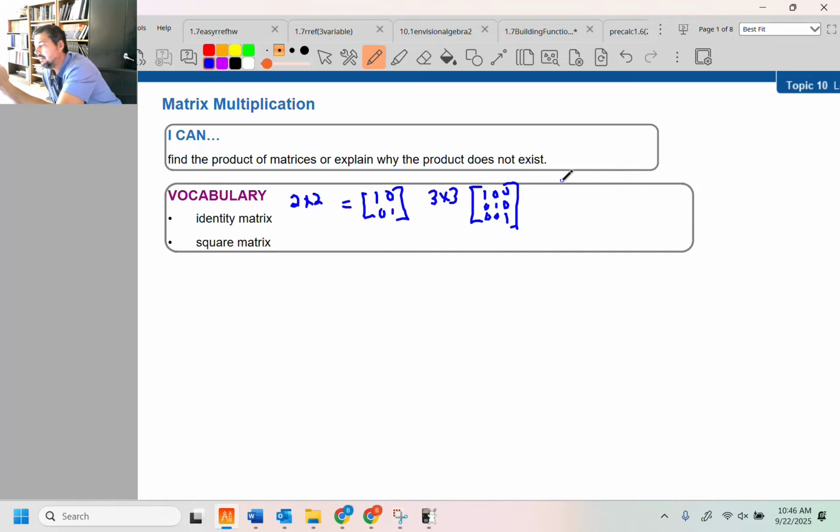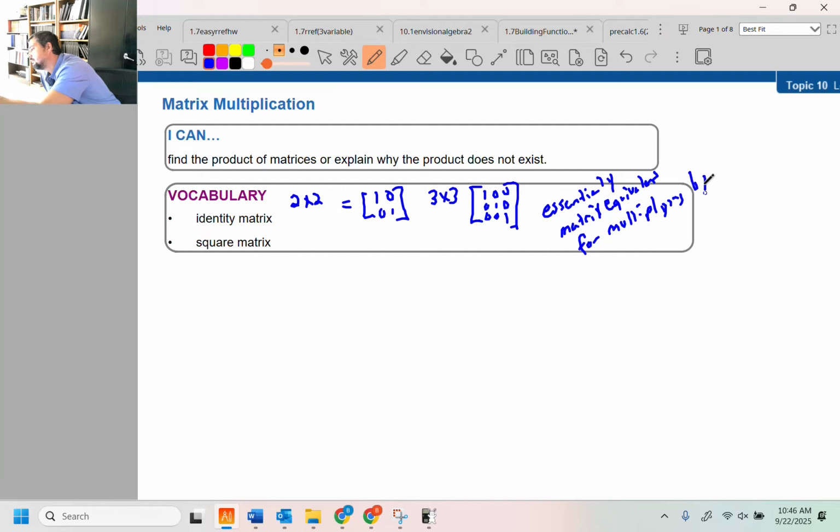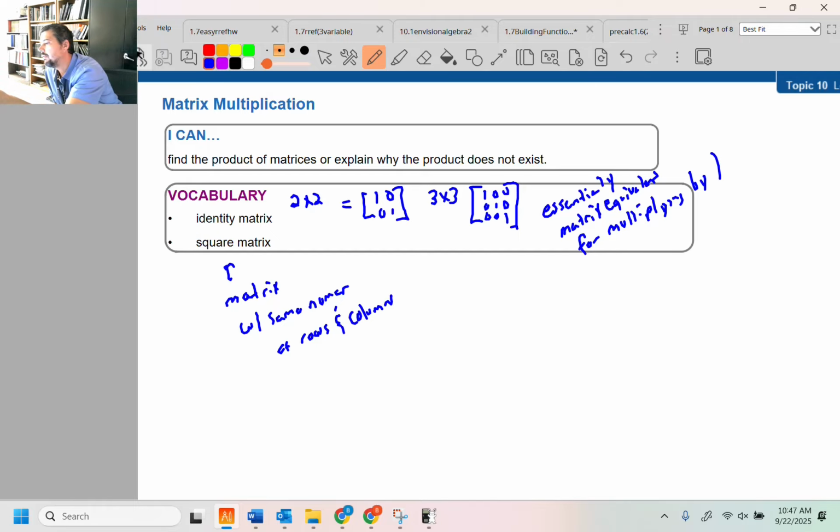They're essentially like multiplying by 1. They are essentially the matrix equivalent for multiplying by 1. And they're also kind of that thing you guys were doing with the reduced row echelon form, aren't they? Now, a square matrix is simply a matrix with the same number of rows and columns. It's square, 2 by 2 or 3 by 3 or 4 by 4.